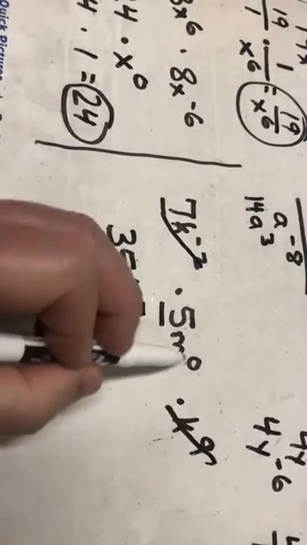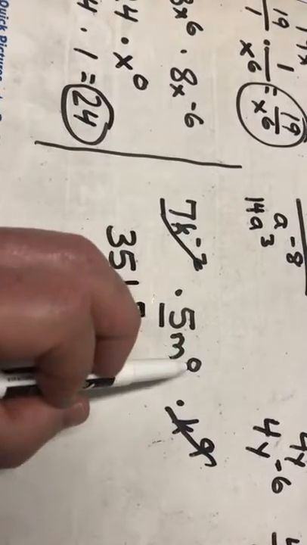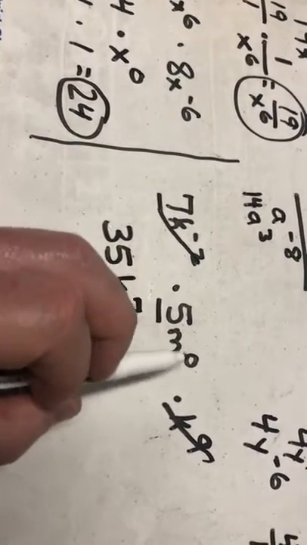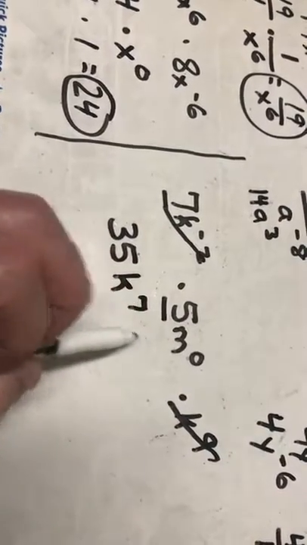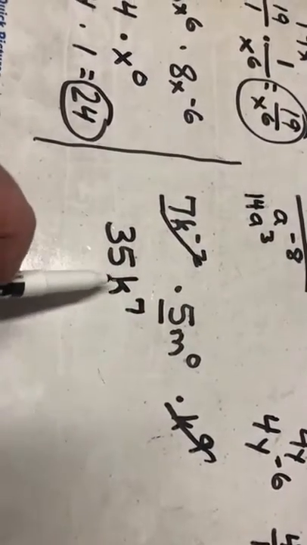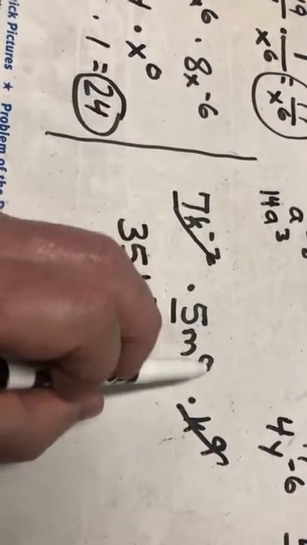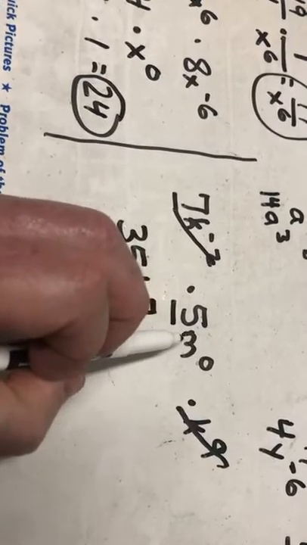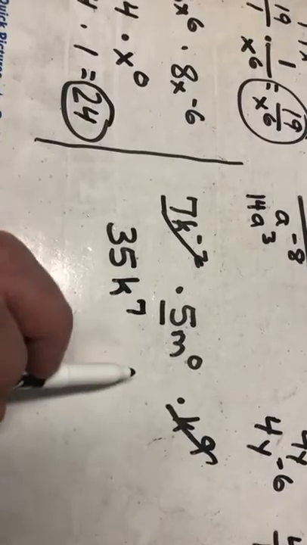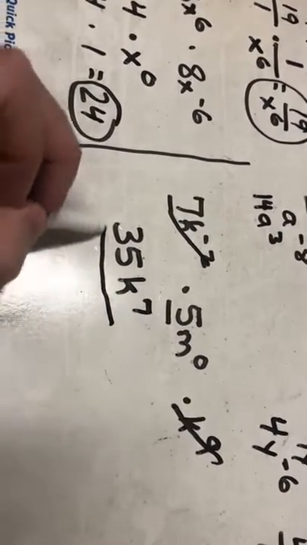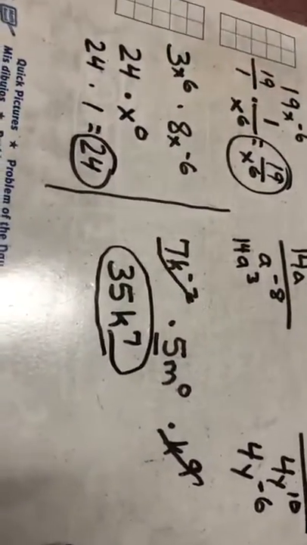The only thing I haven't addressed yet is this m to the power of 0. Well, anything to the power of 0 equals 1. Okay, so m is not going to be included. It just means 35k to the power of 7 times 1, because that's what this is. Doesn't matter what m is, it equals 1. So 35k to the power of 7 times 1 is just 35k to the power of 7. That's my final answer, 35k to the power of 7.